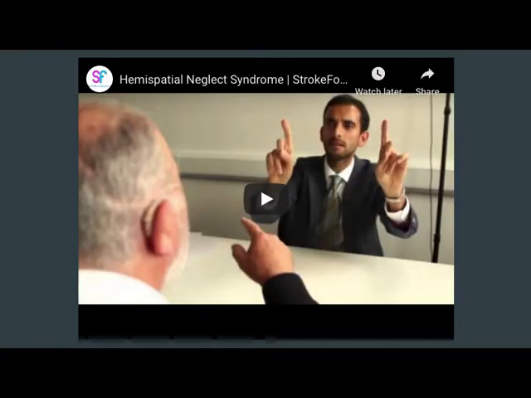It could be because of a stroke, or I suppose a tumor if they had to remove part of the brain. But this is hemispatial neglect syndrome. You're going to see a couple of these patients, and basically they forget half their visual field. So they may shave half their face or put makeup on half their face because they just don't realize it's there. Okay, so let's watch this, and you can see some of the tests that they're going to do.